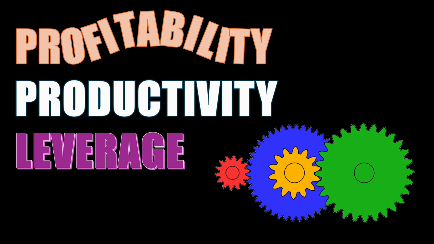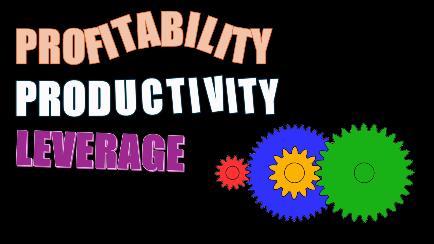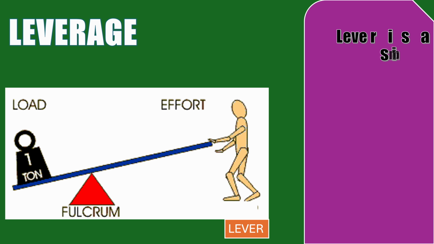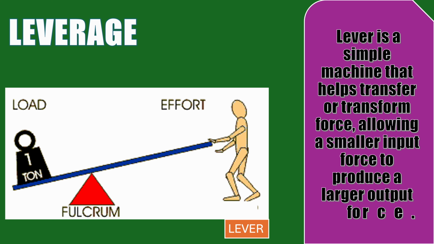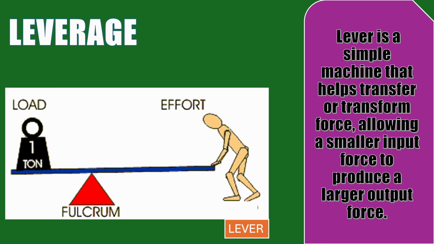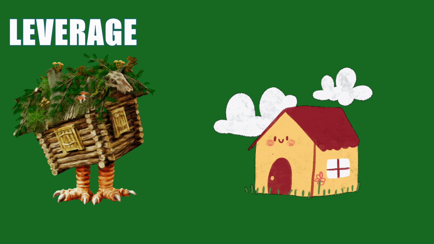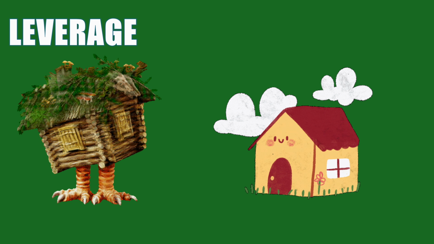Let's get started. We must have a very good understanding of profitability, productivity, and leverage. Let's start with leverage. As you know, a lever is a simple machine that helps transfer or transform force, allowing a smaller input force to produce a larger output force. Here you can see the man is able to pull a 1 ton load, which without a lever would have been quite a task, and he is able to do so effortlessly with the help of a lever. Leverage is derived from the word lever and it means just the same. You extend your financial power with leverage.